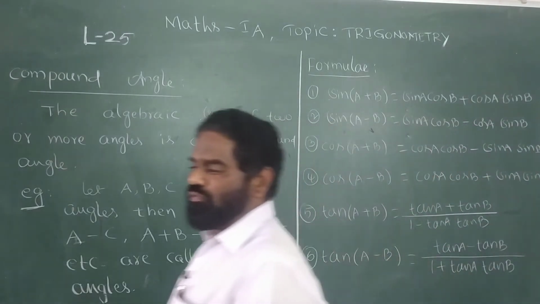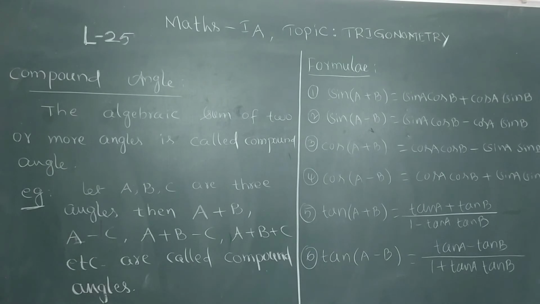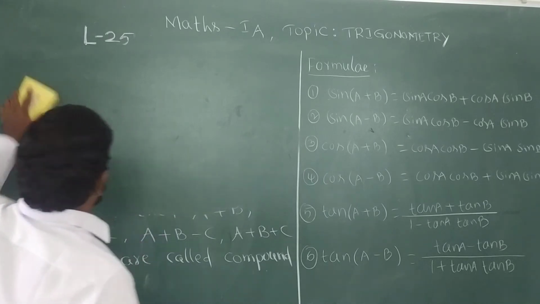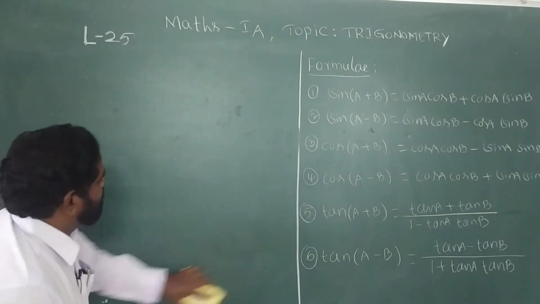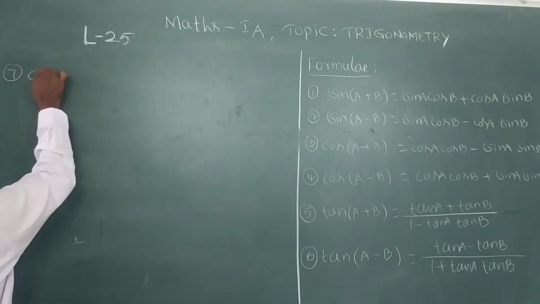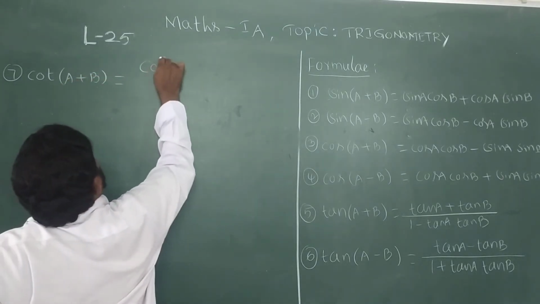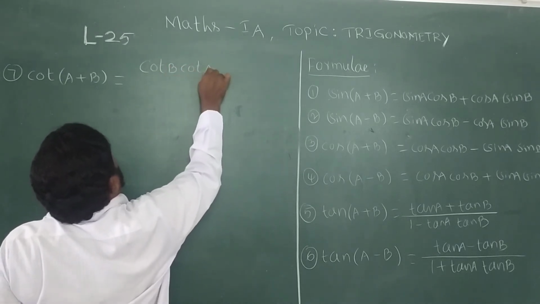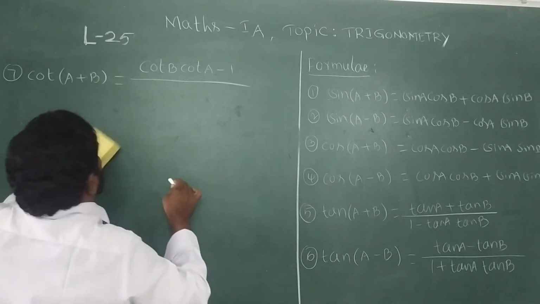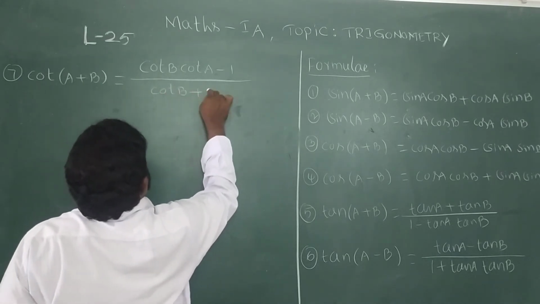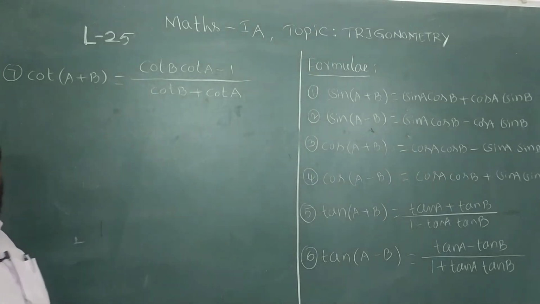Next, let us go for another formula, the seventh one, cot of A plus B. This can be written as cot B cot A minus 1 by cot B plus cot A. This is the formula of cot of A plus B.